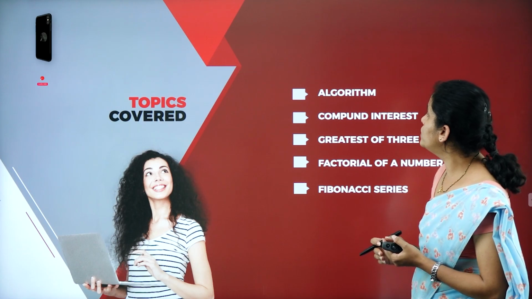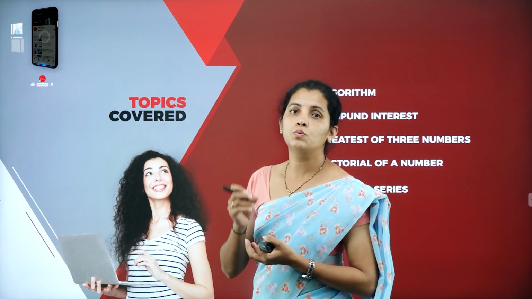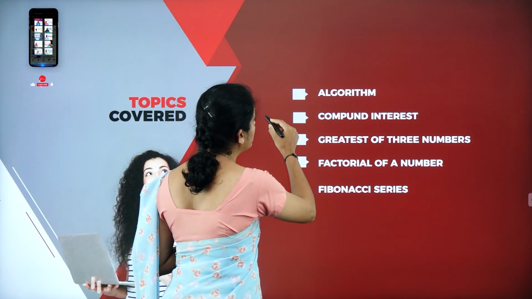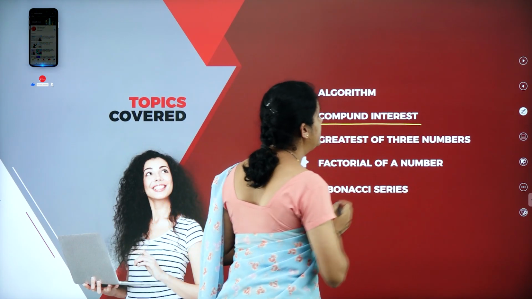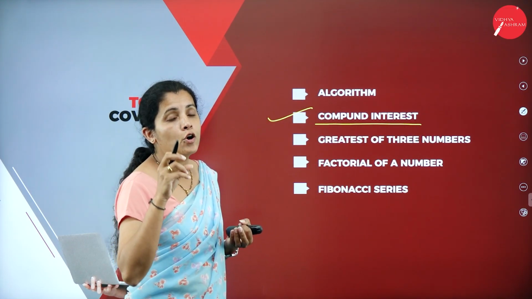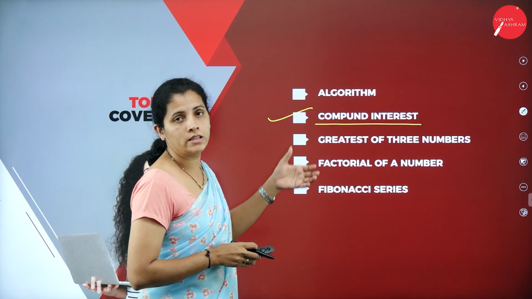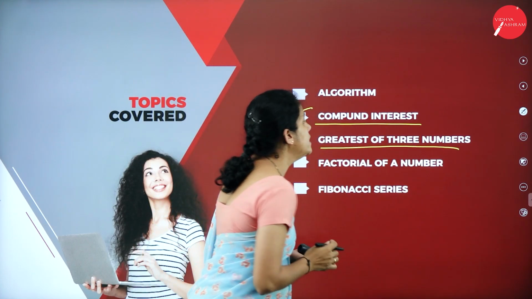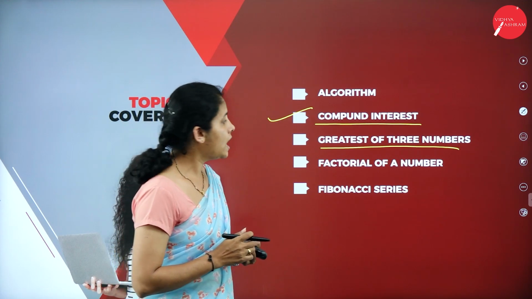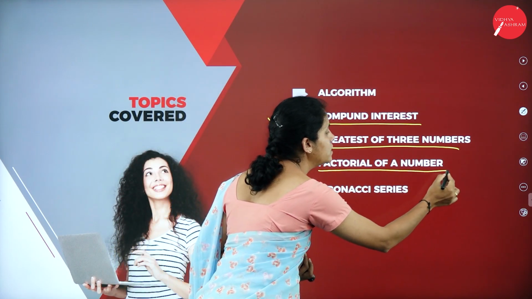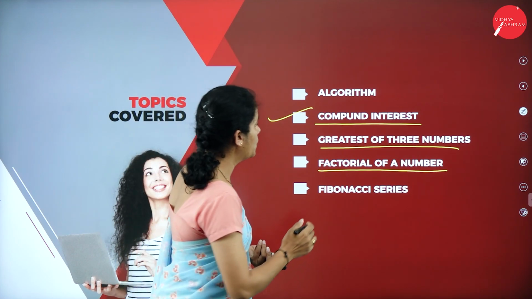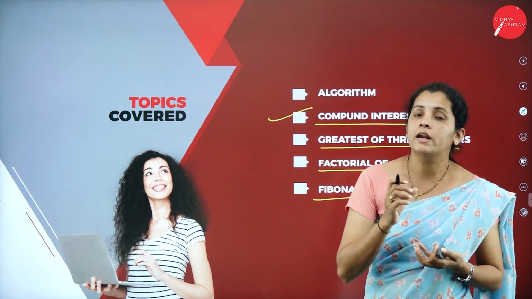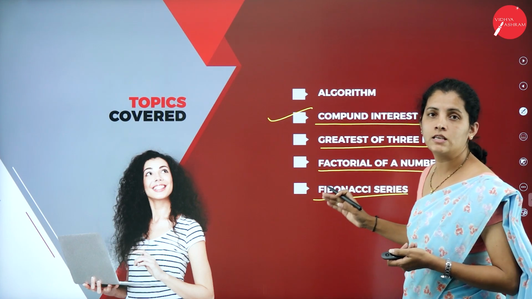Moving further, in my today's session, I'm going to discuss what is algorithm. Along with that, I'm going to discuss some of the algorithm, that is compound interest. That means how to calculate the compound interest, and I'm going to write the algorithm for this problem. Along with that, I'm going to check the greatest of 3 numbers. Along with that, I'm going to discuss factorial of a given number. Along with that, I'm going to discuss what is Fibonacci series and how to write algorithms for Fibonacci series.